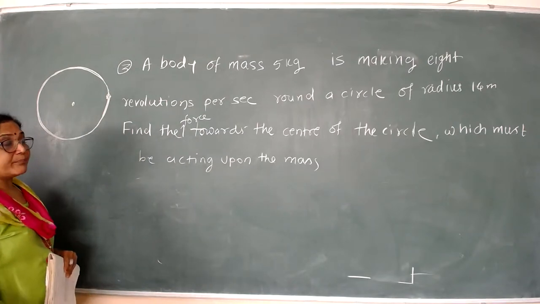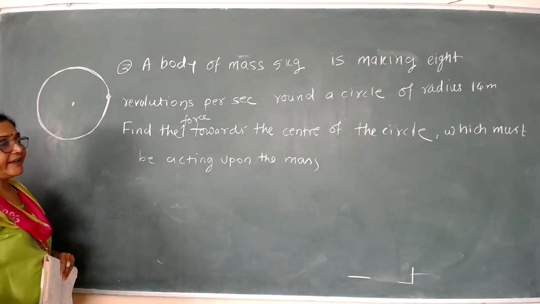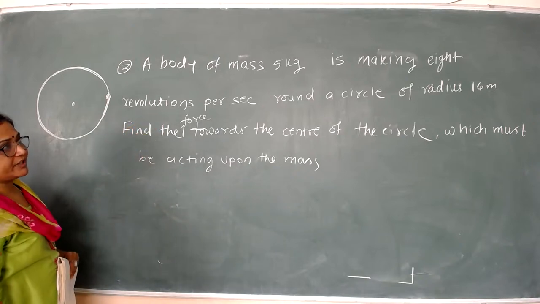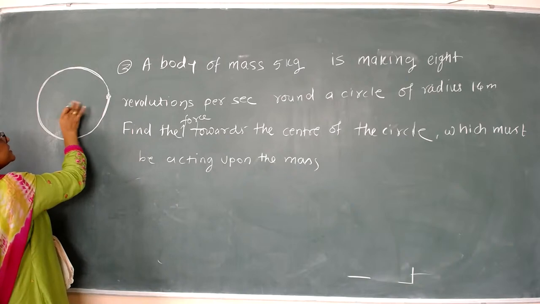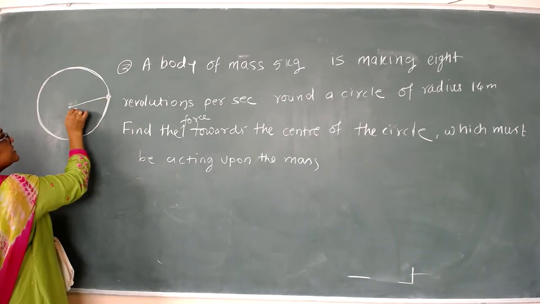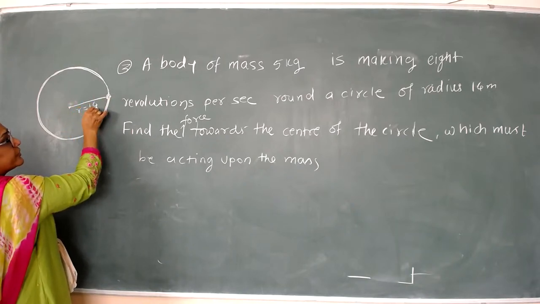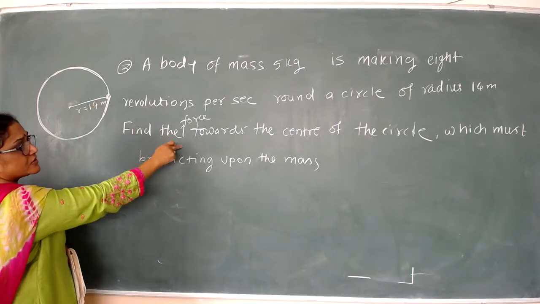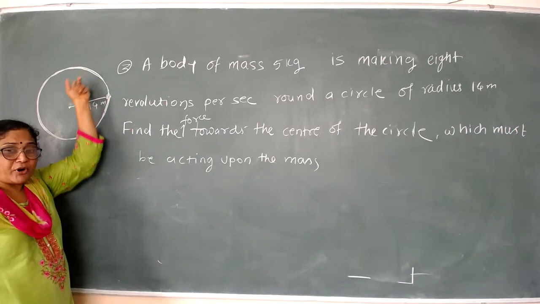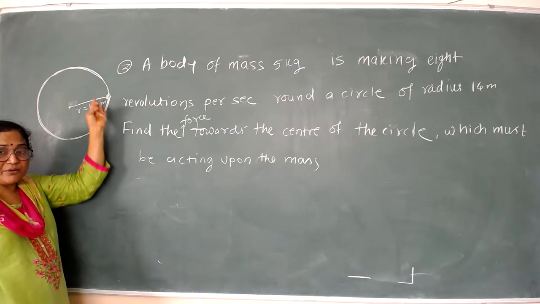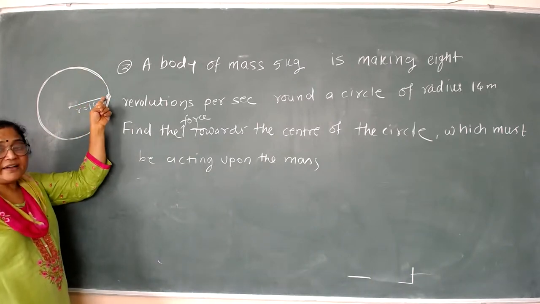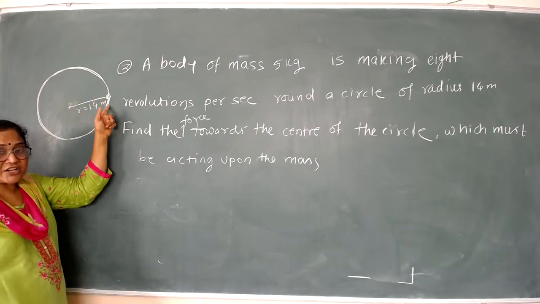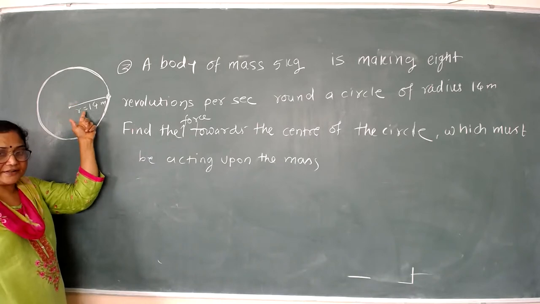And we know that the number of rotations given per second is known as the frequency. So in this question, the frequency is given as well as the radius. That radius is equal to 14 meters. Find the centripetal force. So we know that when any body is moving around the circumference of a circle, a centripetal acceleration is required, and that acceleration is directed towards the center.